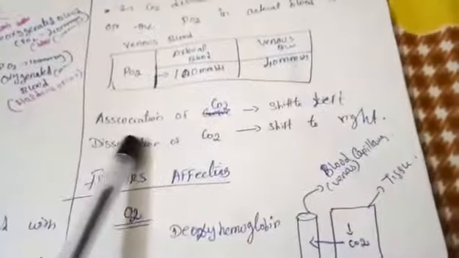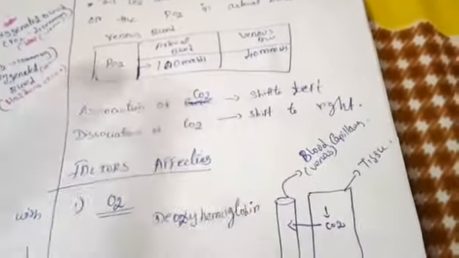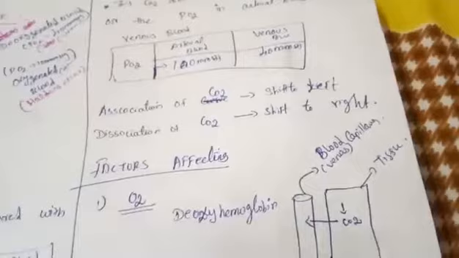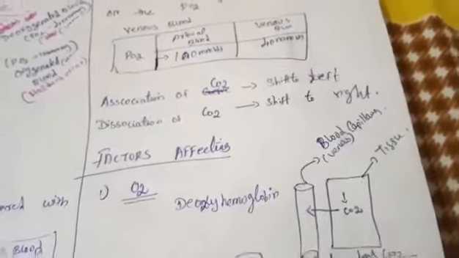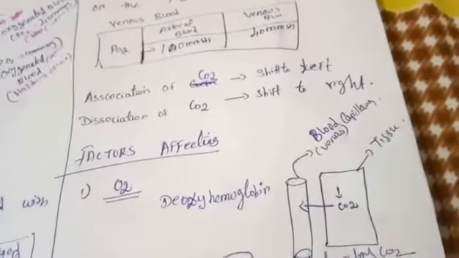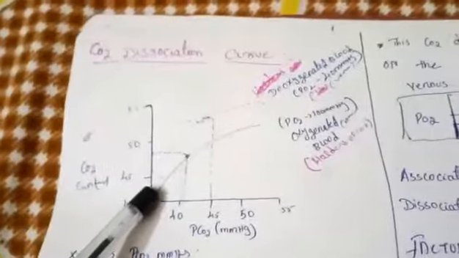Then we want to see the factors affecting the carbon dioxide dissociation curve. Before that, first you want to know about the association of carbon dioxide. If association of carbon dioxide in the blood takes place, we say the curve shifts to the left. Whereas dissociation of carbon dioxide means the carbon dioxide is dissociated from the blood and enters into the lungs. We say then the curve shifts to the right. Sorry, this is shift to right and this is shift to left. Okay, association and dissociation. So first is oxygen.